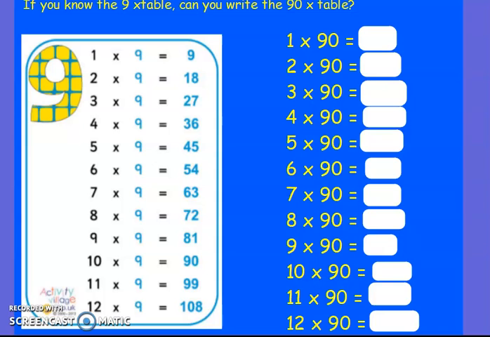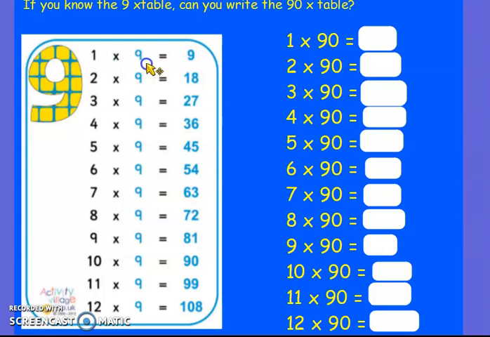Once you know your 9 times table, what's really magic is that you also know the 90 times table. Let's see if you can see the pattern. The 90 times table is just the same as the 9s, but the answers are 10 times bigger. Let's have a look together.